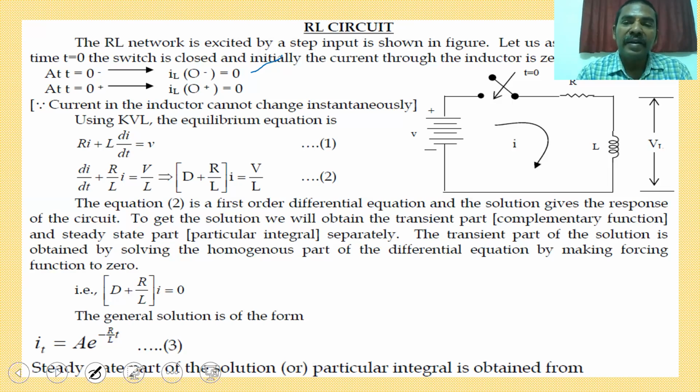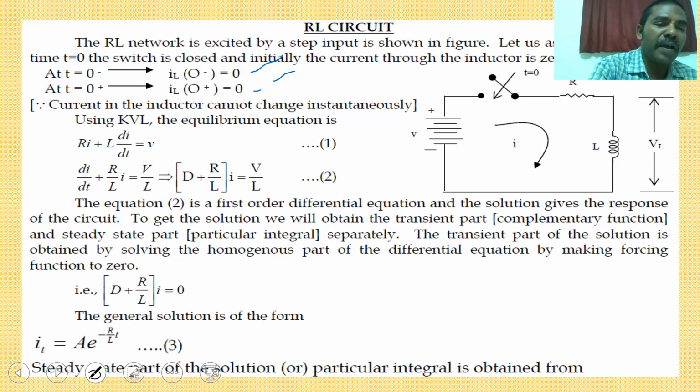Then immediately the switch is closed at t equal to 0 plus. The inductor never takes instantaneous current, which means it acts as an open circuit. So under that condition, i of 0 plus is also 0. These are the two initial conditions we get when the switch is closed at t equal to 0.